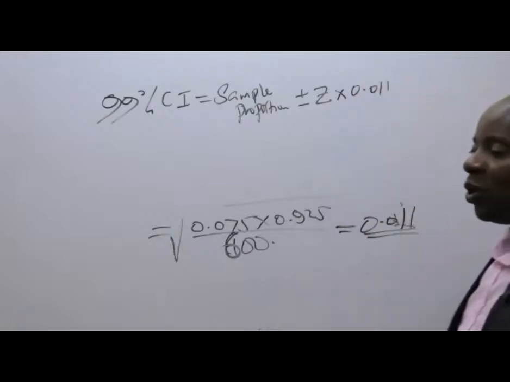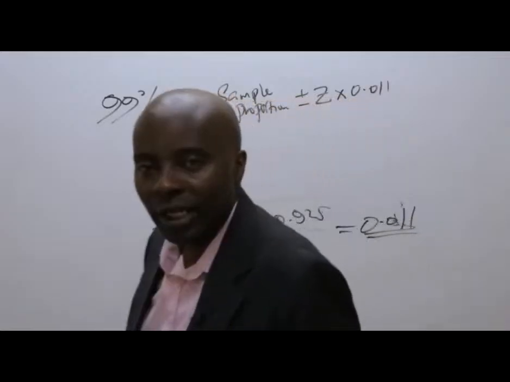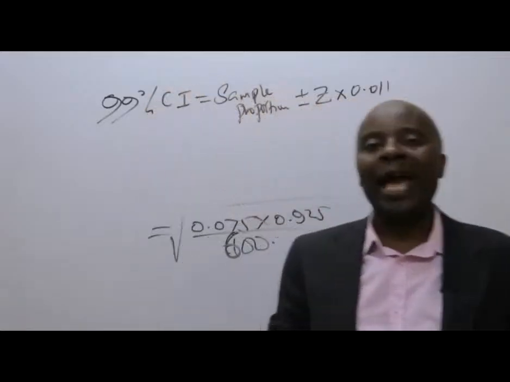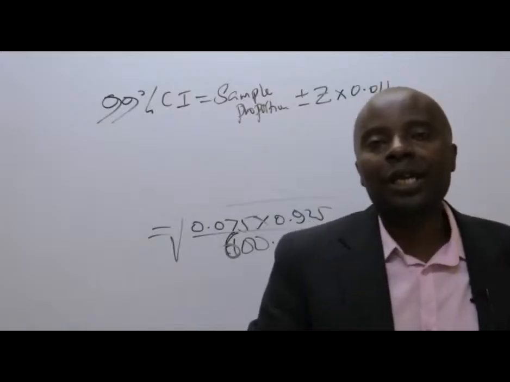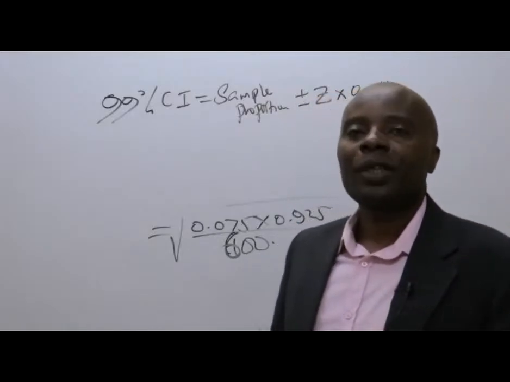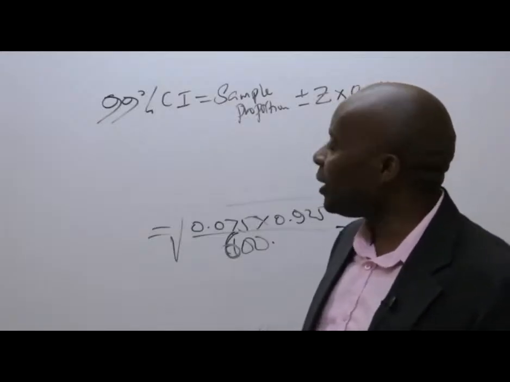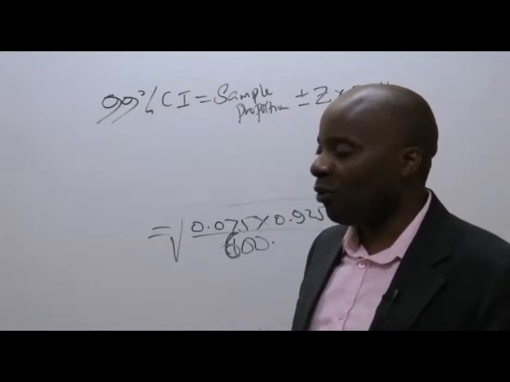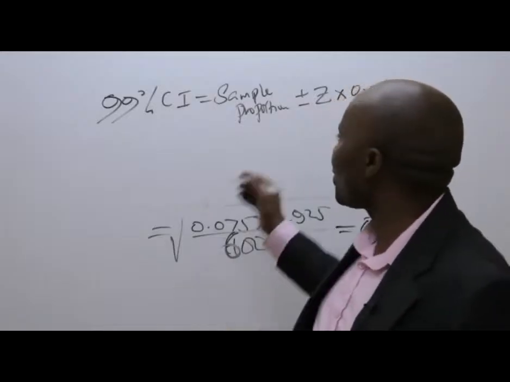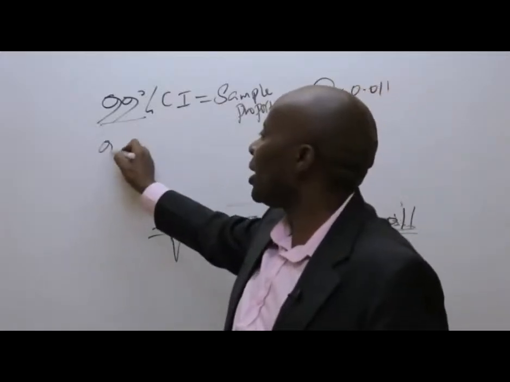Of course here we are looking for Z because we are still tackling large samples. Our N is a whole 600, which is more than 30. So then, ladies and gentlemen, the most important thing that I would expect you to do, having realized that we want to work with the Z-score, is to take this 99%.